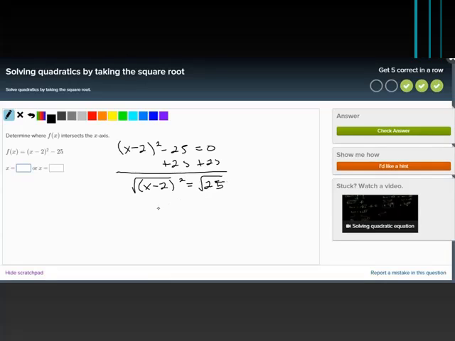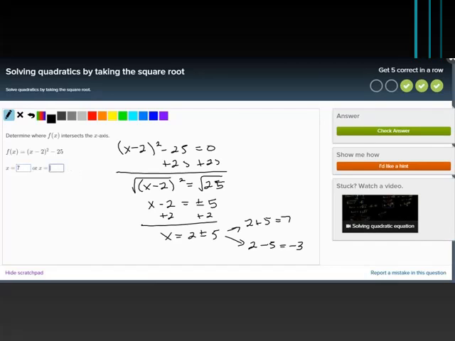Take the square root of both sides, so x minus 2 equals plus or minus 5. Again, don't forget the plus or minus. Add 2 to both sides, so x equals 2 plus or minus 5. Now I'm going to do each one, so 2 plus 5 is 7, and 2 minus 5 is negative 3. So my two answers are 7 and negative 3.